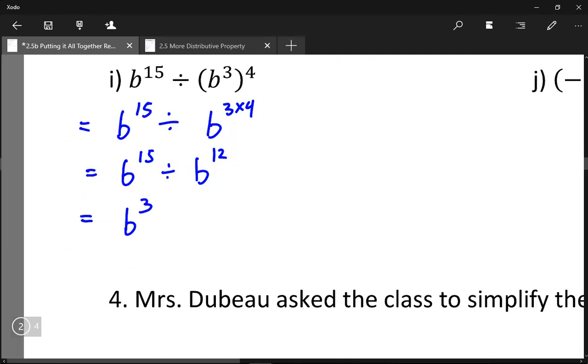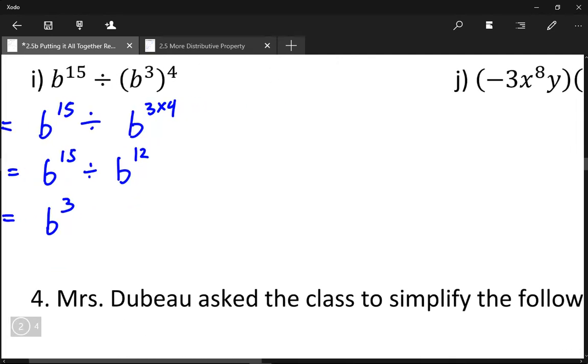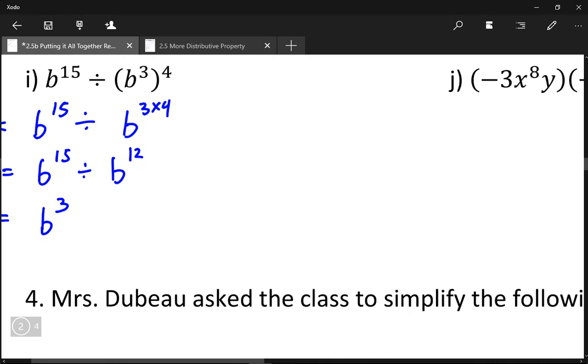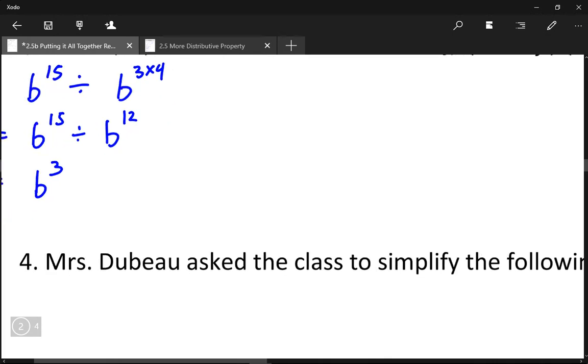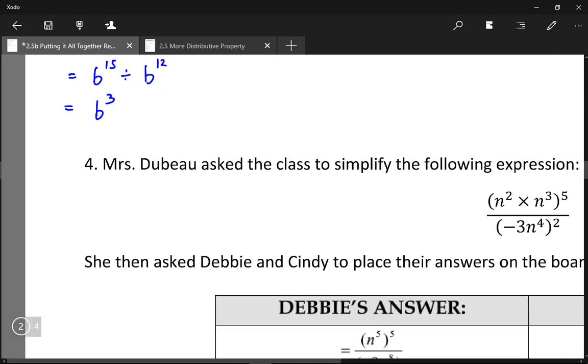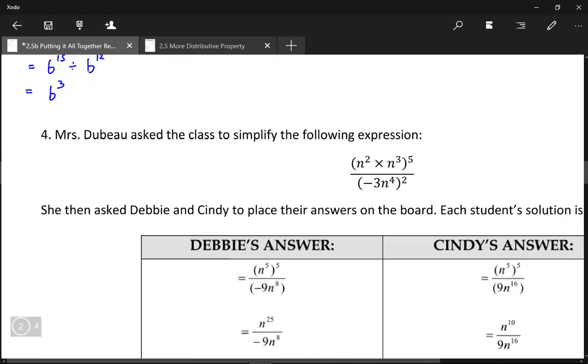Okay, so that's a quick review of exponent rules. I'll leave the last two on that section for you to do on your own afterwards. Let's start jumping down to number 4.